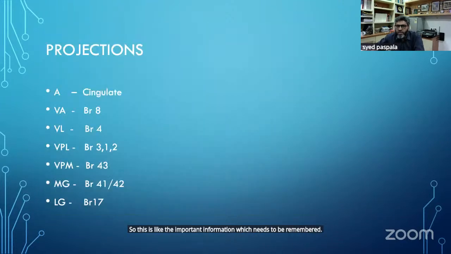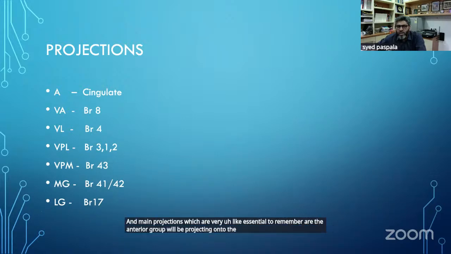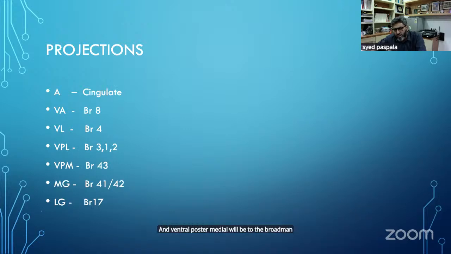And main projections which are essential to remember: the anterior group will be projecting onto the cingulate gyrus, and ventral anterior group to the Brodmann 8 area, and the ventrolateral to the Brodmann area 4, and ventroposterolateral to the Brodmann area 3, 1, 2, and ventroposteromedial will be to the Brodmann area 43, and medial geniculate body to 41 and 42, and lateral geniculate body to the area 17.